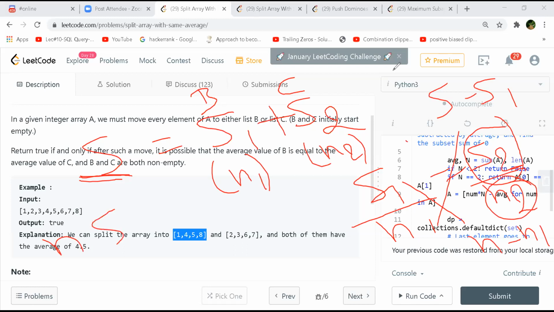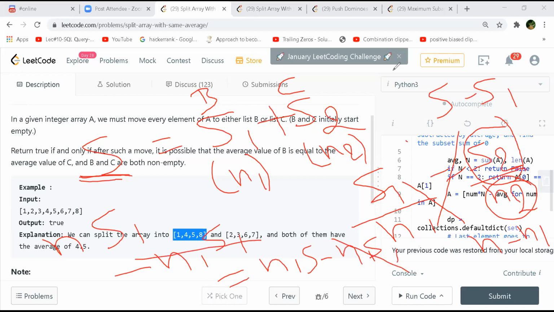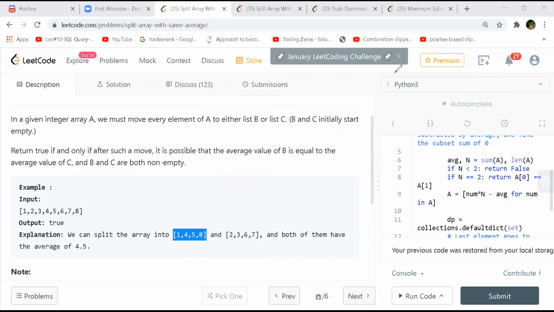So you can write N into S1 minus N1 S1, which is equal to N1 S minus N1 S1. These two get cancelled, and now you are left with N1 into S. So it boils down to this: you can split the array into any size, you don't have to split it into an equal number of subsets.